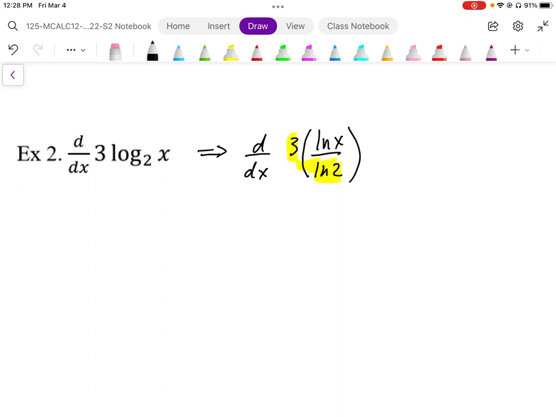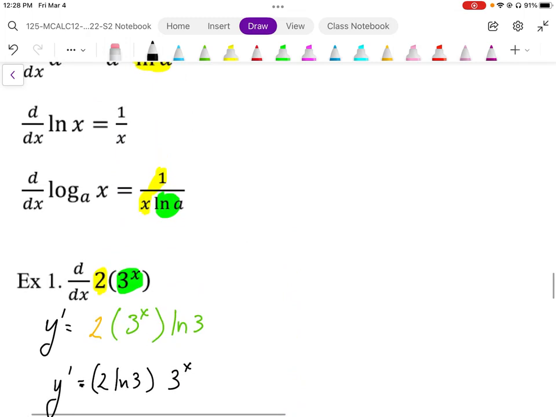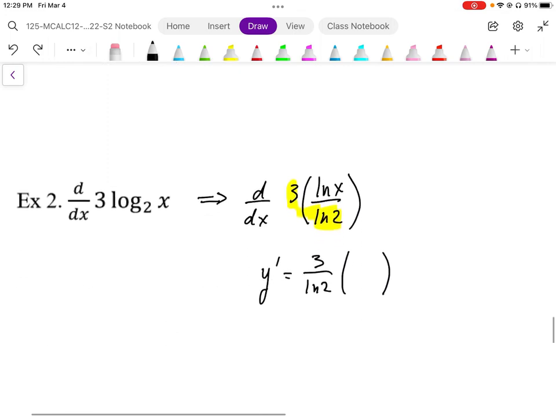So what I'm going to do then is I'm going to take that and differentiate it, and I get my y prime is equal to 3 over log 2. That's the coefficient part of it. And the derivative of log x, well, I can't do any power rule or anything like that. So I'm just going to go to my formula. Well, derivative of log x is 1 over x. So I'm going to use that one. So then I just put in here 1 over x, and there's my answer.